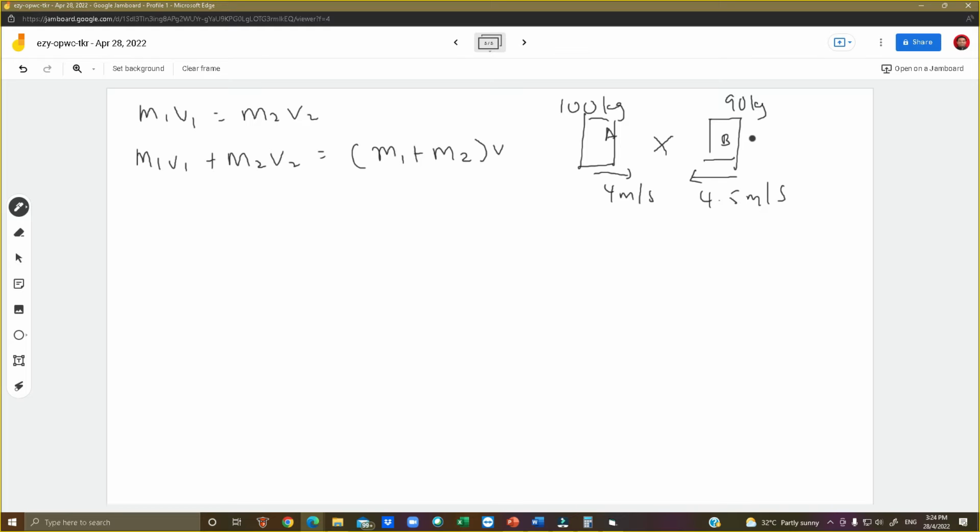Okay, this will be 1, this will be 2. So I will write out the information first. M1 100, V1 4, M2 90, V2 4.5. Okay, please solve it.